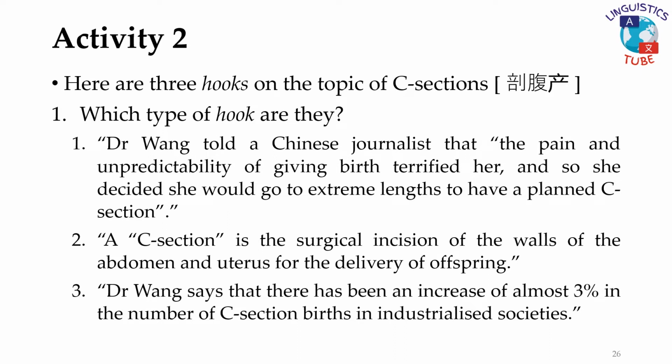The first hook: Dr. Wang told a Chinese journalist that the pain and unpredictability of giving birth terrified her, and so she decided that she would go to extreme lengths to have a planned C-section, is a quote. The second hook: A C-section is the surgical incision of the walls of the abdomen and uterus for the delivery of offspring, is a definition.